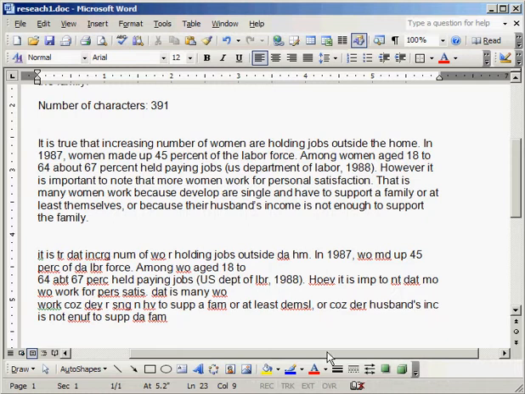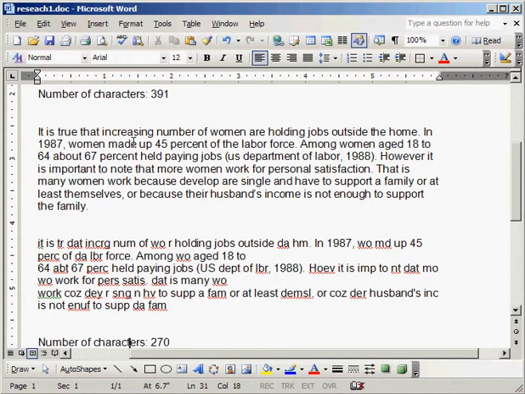That translates to the word true. And let's see, another example is INCRG. Typing that using our product translates to the word increasing. So the idea behind this is that you're going to get the same result, but the typing effort will be much less.